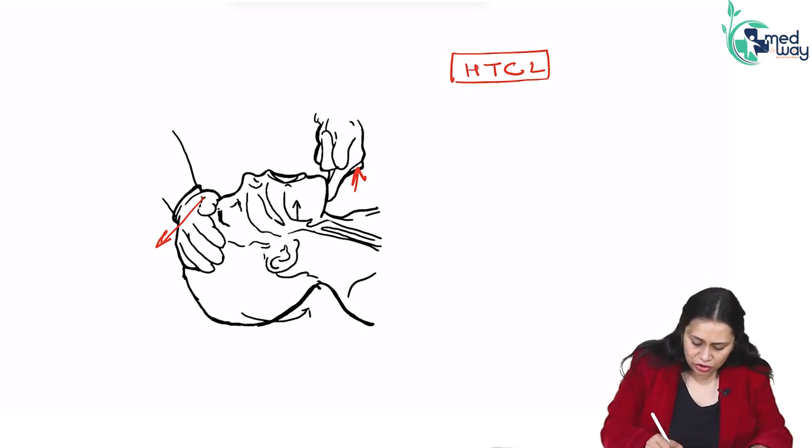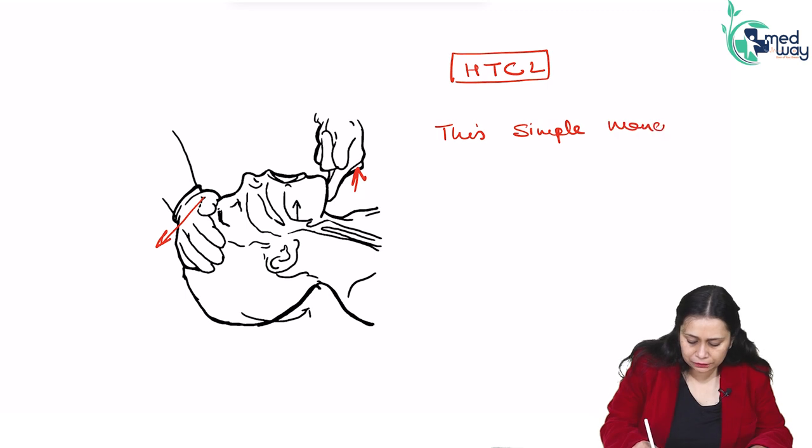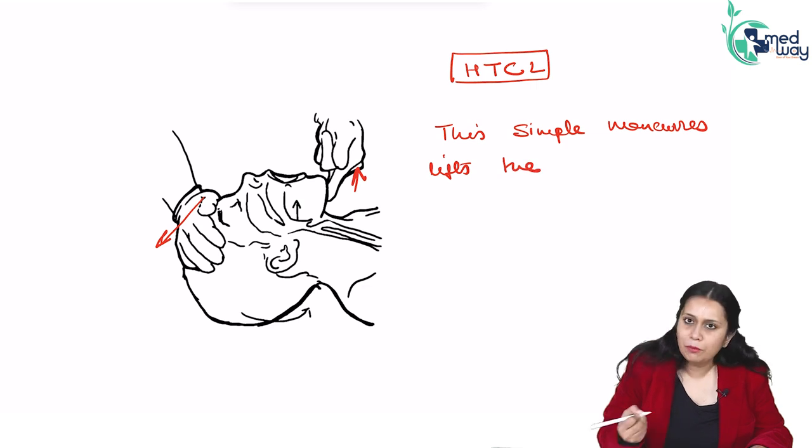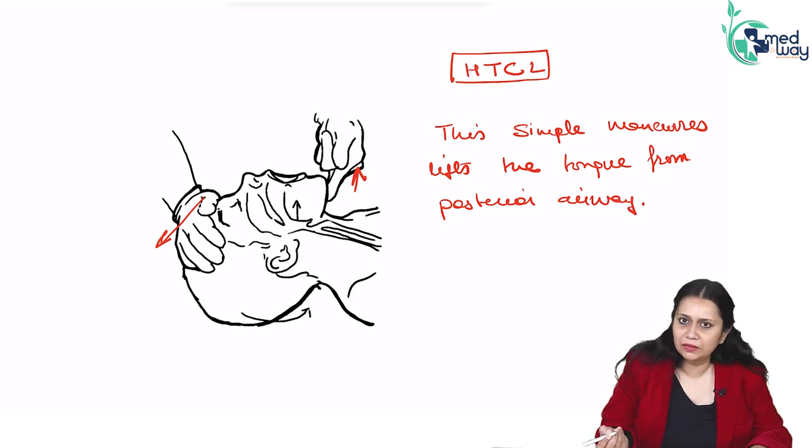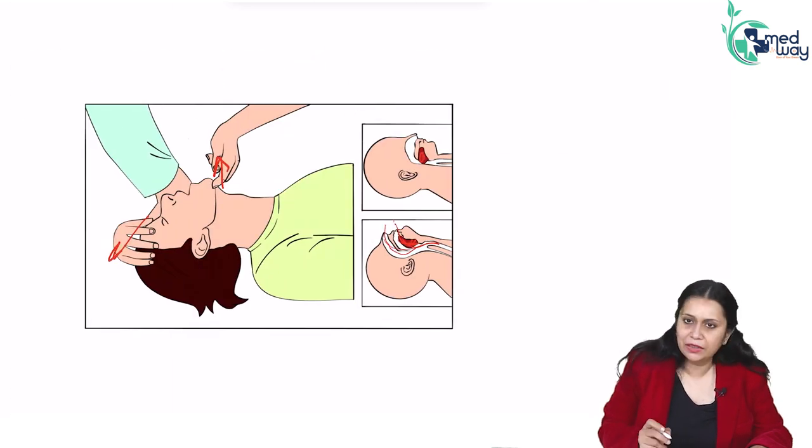So head tilt, chin lift. This simple maneuver lifts the tongue from the posterior airway and maintains the patency of the airway. So this is how the patency of the airway is maintained. But if you are seeing this maneuver, there is movement of head and neck.